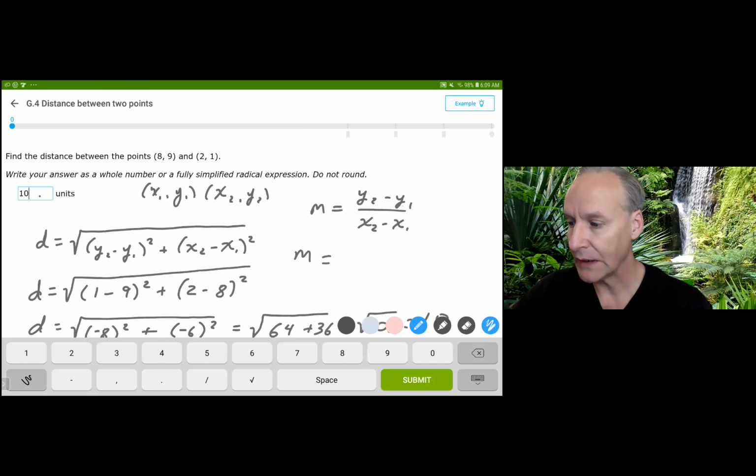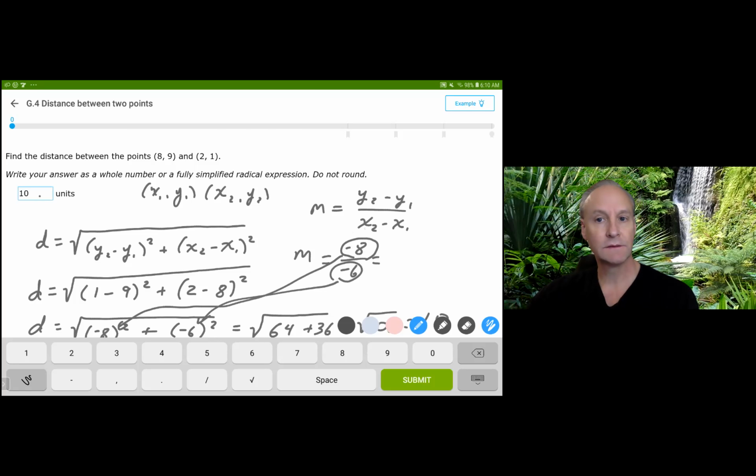If I take y2 minus y1, which is -8, over x2 minus x1, which is -6, my slope is 4/3, but be careful. This is the same as 8/6. We don't want to reduce it. The whole point is that I can use this number right here, and I can use this number right here. And squaring these, 64 plus 36 is 100, and taking the square root gives me 10.